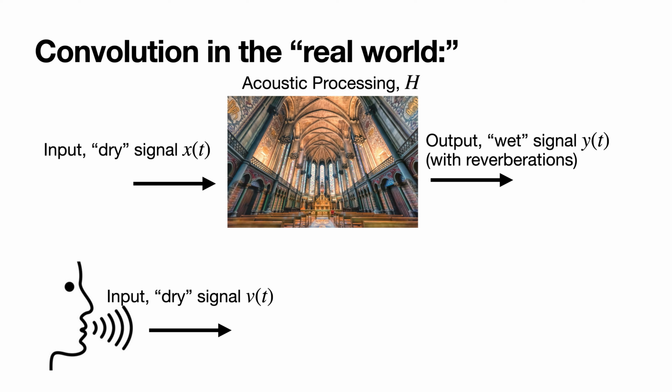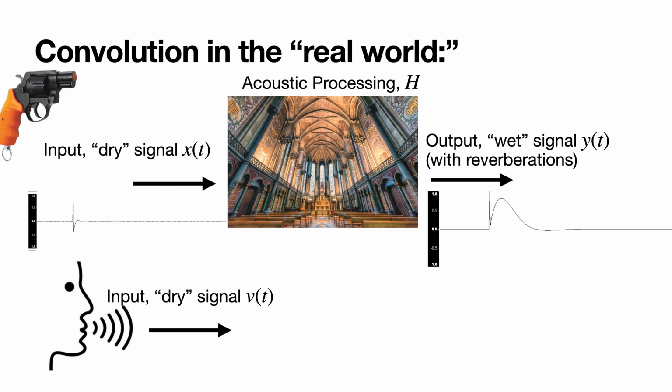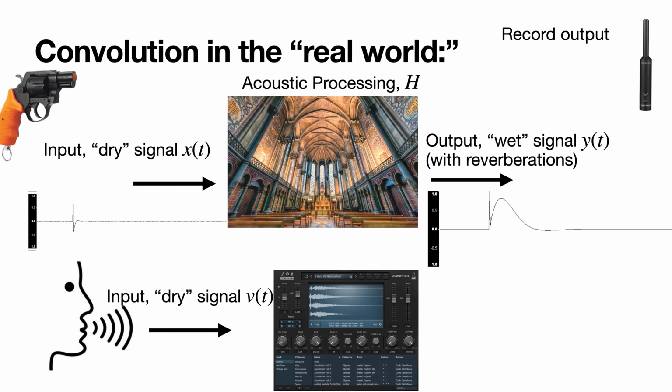So what engineers do is they take a short burst of noise or take a gun that fires a blank, which actually is really similar to an impulse. And then what you do is you record the output of this room. And with this output, we can then take a dry signal, like my voice recorded in a studio, and place it into this cathedral virtually using what is called a convolution reverb, which is a device that convolves the dry input signal with the recorded impulse response.